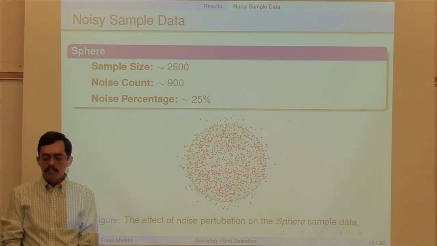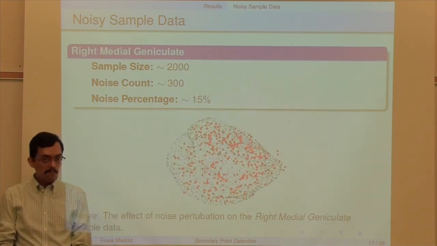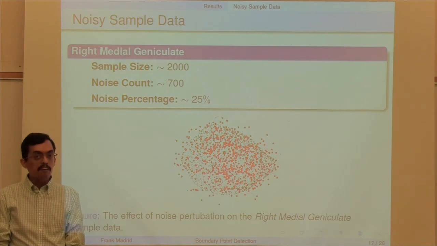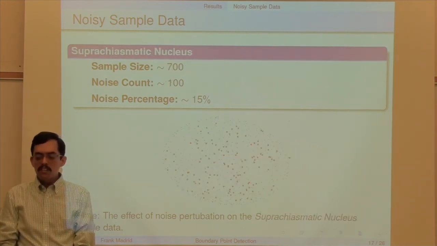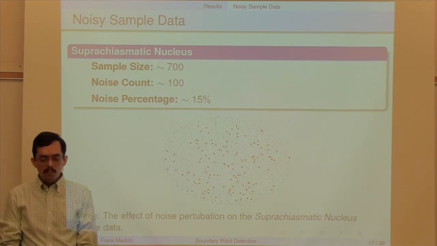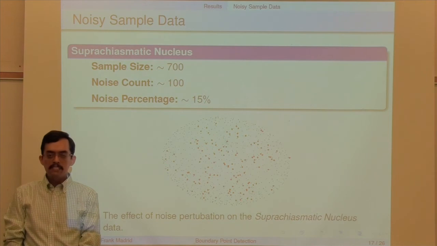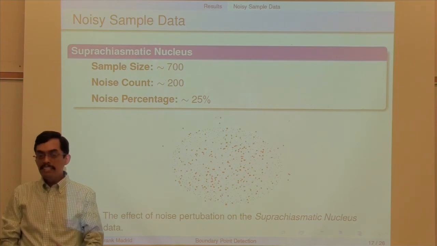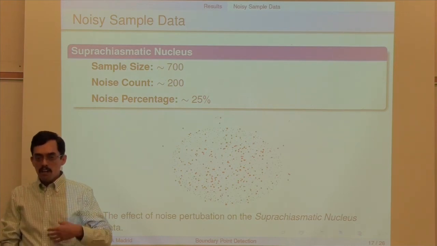We then show the effect of the perturbation on the geniculate, which is approximately 2,000 sample points for a 50% noise level, and then once again for the 25% noise level. Lastly, we show the effects of the noise on the suprachiasmatic nucleus, which has about 700 sample points for a 50% level of noise, and once again for the 25% level of noise. The goal of our experiment was to mitigate the effect of this noise on our original sample.